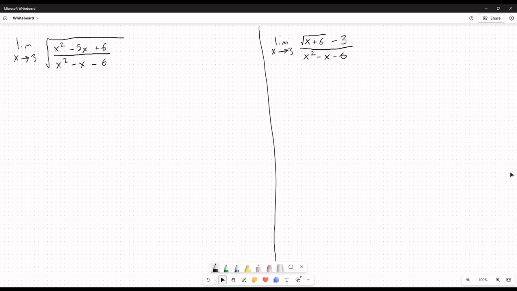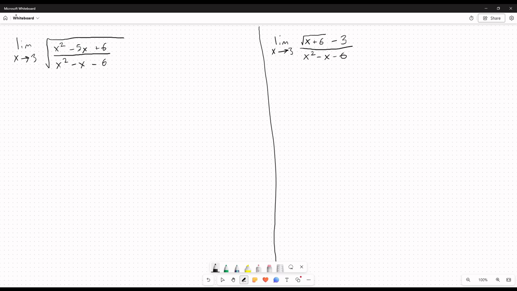So here we have two limits, each of which having some square roots that look fairly similar. And we're going to look at the different approaches that we need to use to evaluate each of these limits. So let's start with this limit on the left. We should have actually seen something like this before. So we have a function that's under a square root.